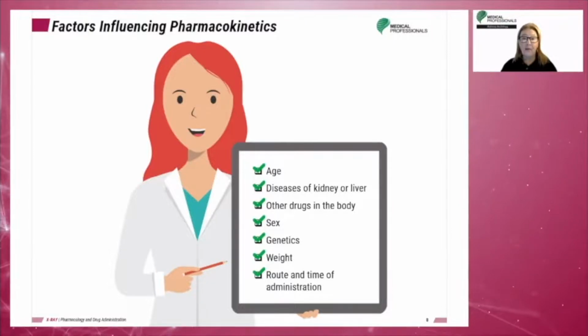Sex, male versus female, can affect how the drug is metabolized. Genetic factors, including hereditary conditions or susceptibility, will affect pharmacokinetics. Weight can also have an impact on how fast a body absorbs and metabolizes the drug. And finally, the route and the time of administration are important, and they will affect absorption and metabolization.